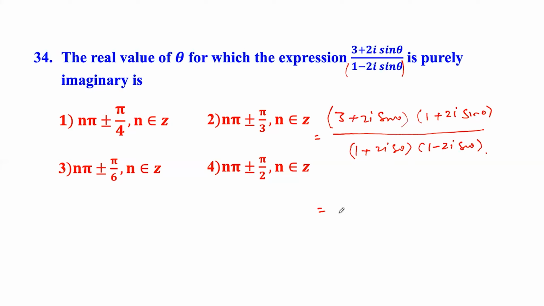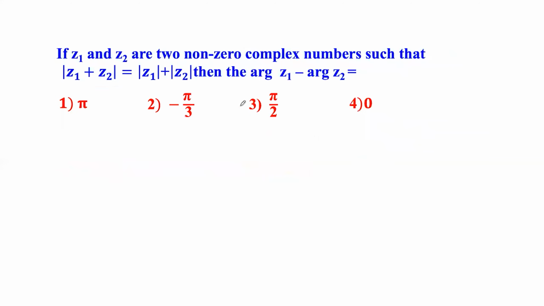So the real part will be 3 minus 4 sine square theta. We have to make this equal to 0. So sine square theta is equal to 3 by 4, and directly we are getting the answer theta equals plus minus pi by 3. The answer we are getting. So these are a few simple questions, right?